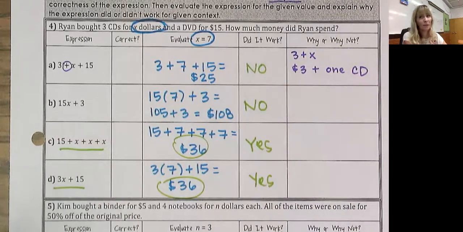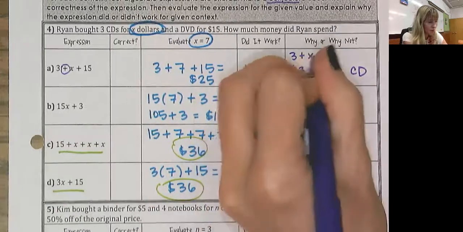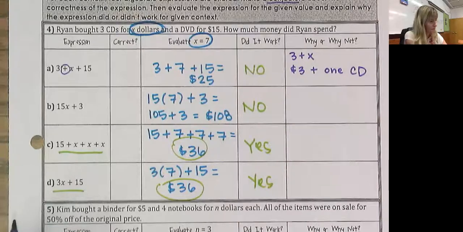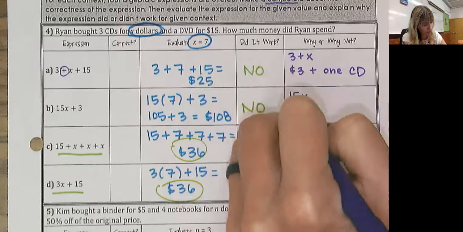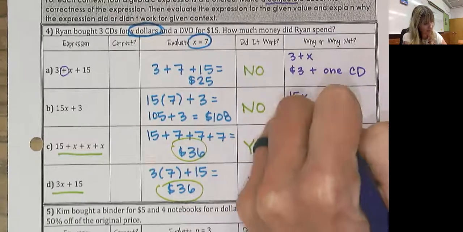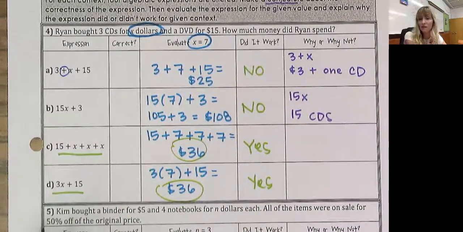And that's not what happened in the story. It was 3 CDs, right? So 3 plus X doesn't work in this scenario. Does this one work? No, because 15X would mean 15 CDs. And again, that's not what happened in the story. You didn't buy 15 CDs.